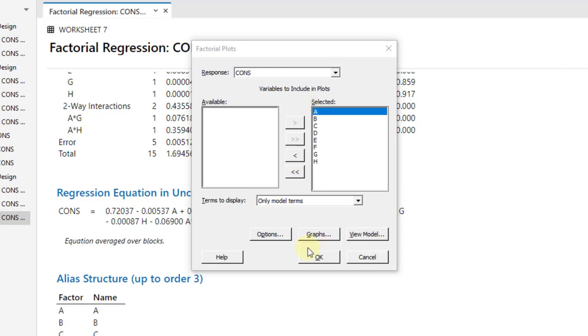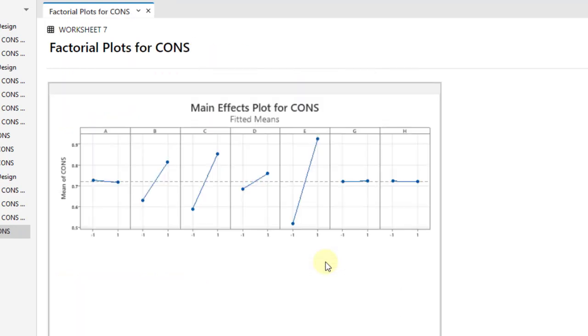So we can remove F from here because we haven't included F in our model. However, if you retain it, you can click OK and you will get your main effect plot. So how will you interpret them?